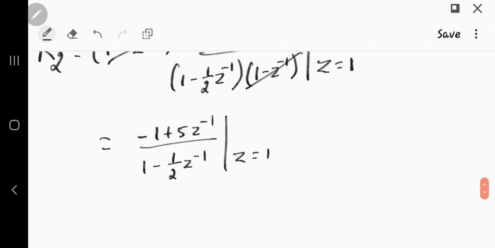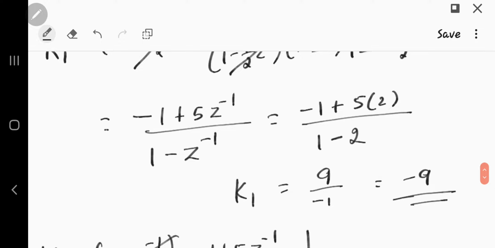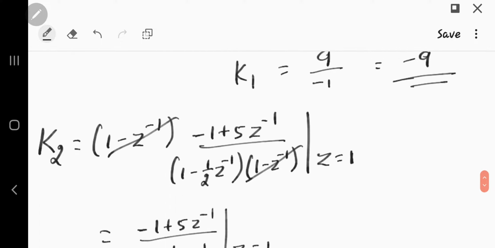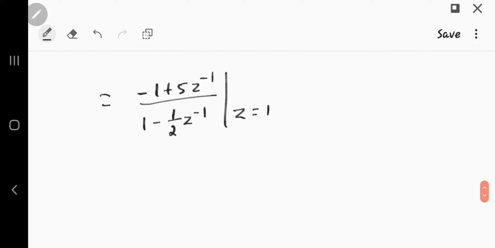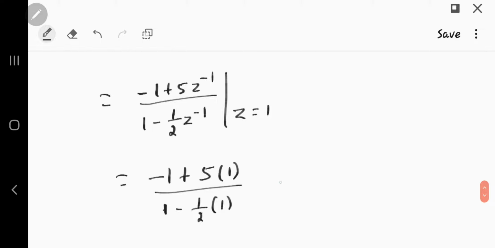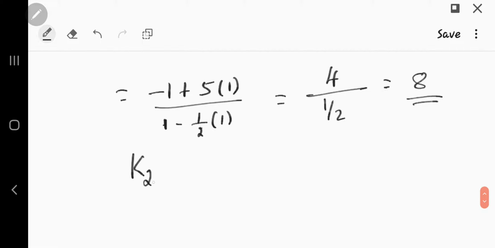Now if you substitute that value for this term, I think I forgot to write z is equal to 1 by 2 here. Sorry, yes. If I substitute that value, minus 1 plus the inverse of 1, which is 1 only, divided by 1 minus 1 by 2 into 1. So that gives us 5 minus 1, which is 4, divided by 1 by 2. So that gives us 8. So the value for K2 is 8.